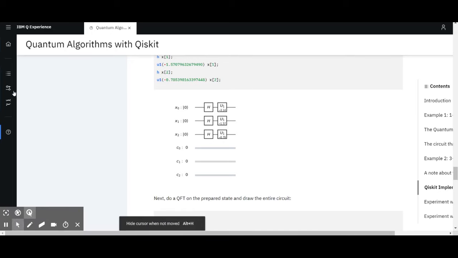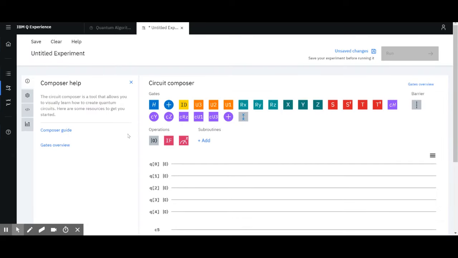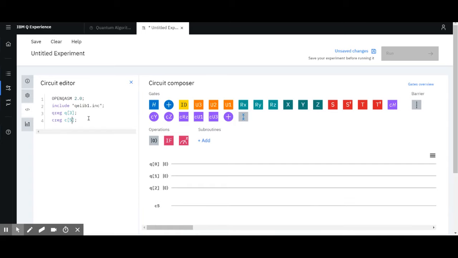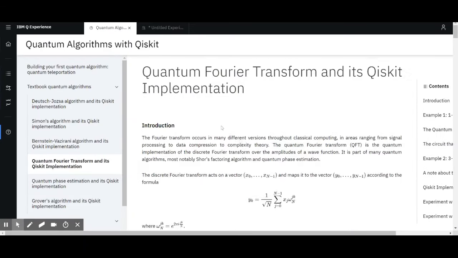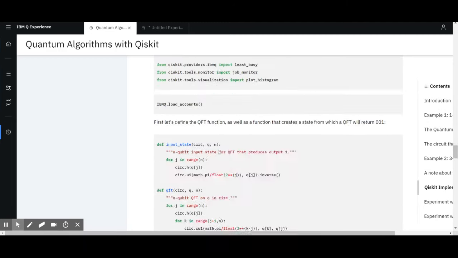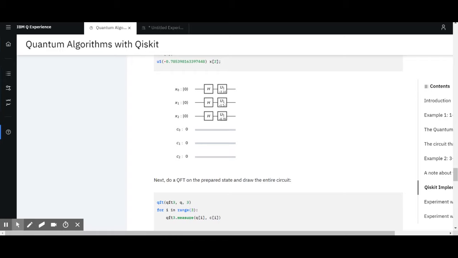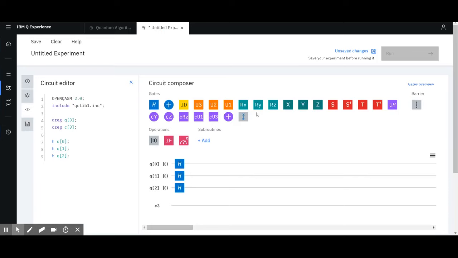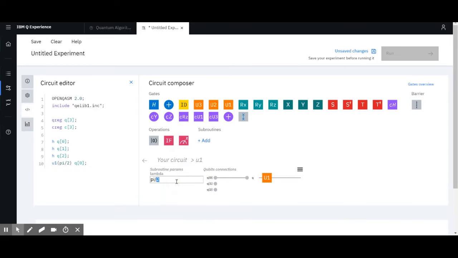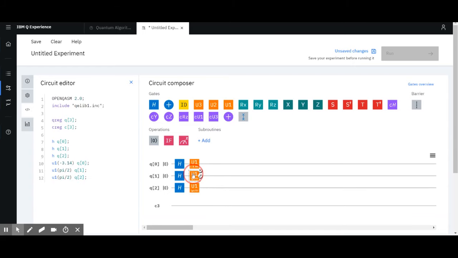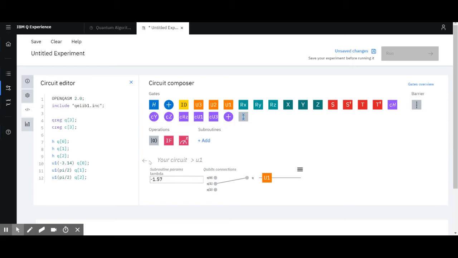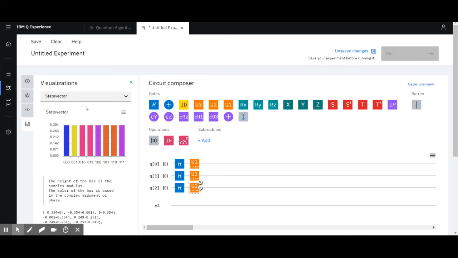So if I go ahead and create a new circuit and I say we want 3 qubits, we're going to do Hadamard, and then what's written here. We're doing U1s 314, 157, 079. So we're doing minus 314, minus 157, minus 079, I think it was. So what have we got now?